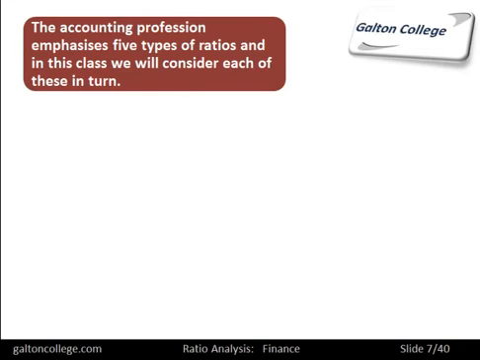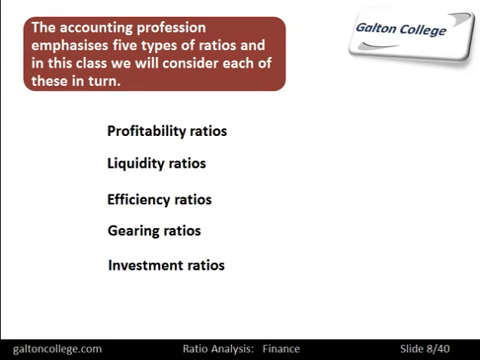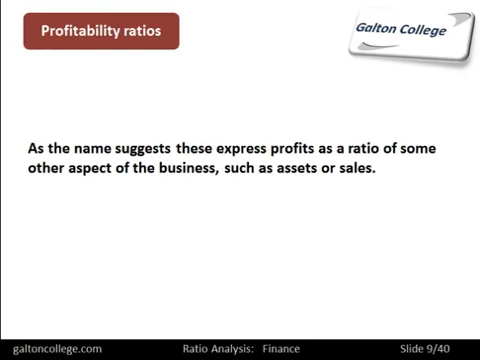The accounting profession emphasizes 5 types of ratios, and in this class we will consider each in turn. It'll be a very brief discussion of each, but we'll have a look at them in turn. These ratios are profitability, liquidity, efficiency, gearing, and investment. Let's start by looking at profitability.